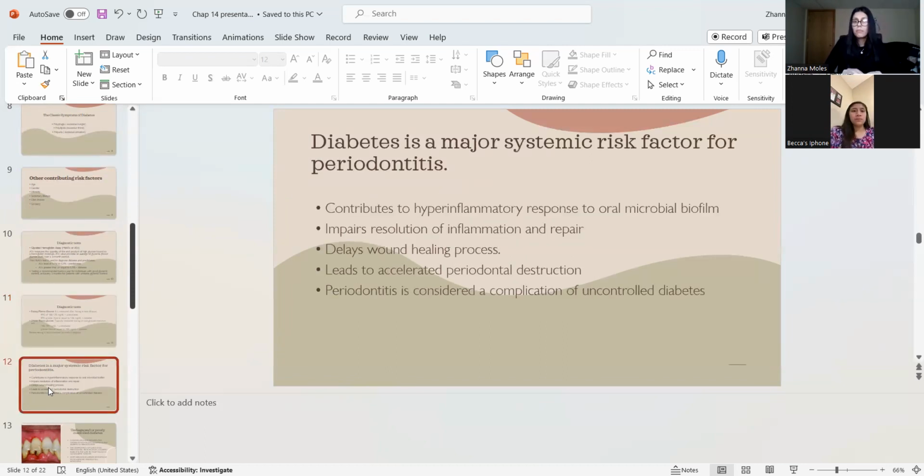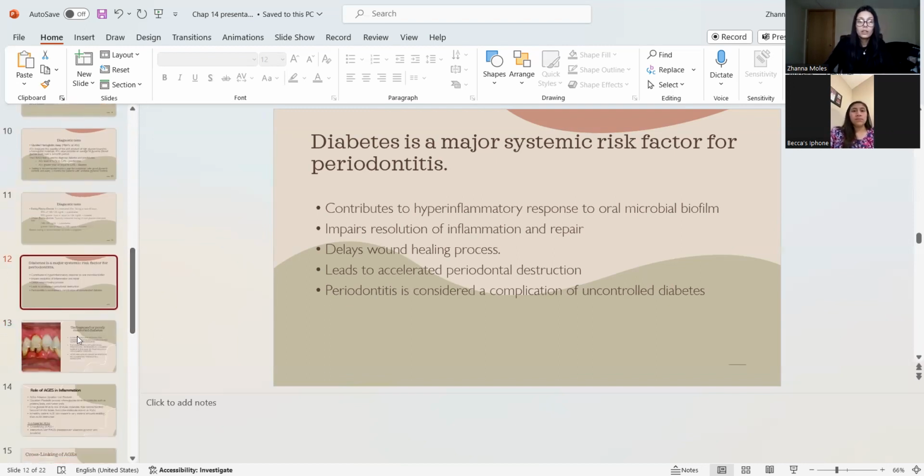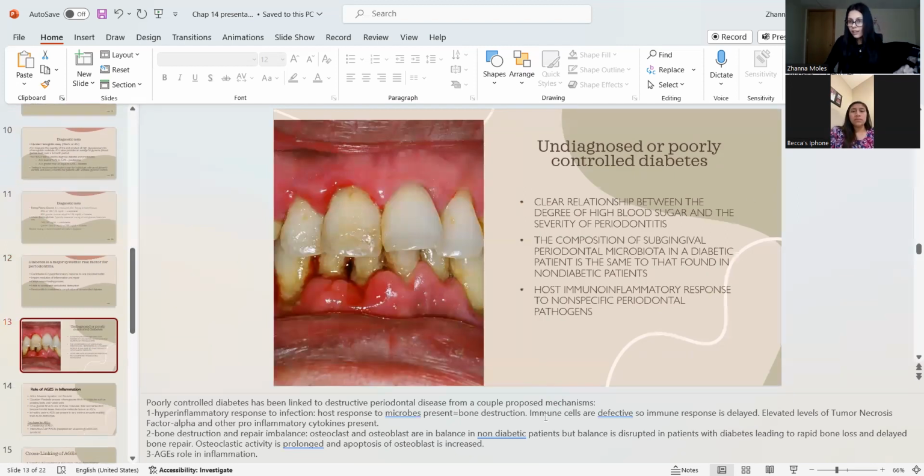So diabetes is a major systemic risk factor for periodontitis because it contributes to a hyperinflammatory response to oral microbial biofilm. It impairs resolution of inflammation and repair. It delays the wound healing process. It leads to accelerated periodontal destruction. And periodontitis is considered a complication of uncontrolled diabetes. Then Becca will talk a little bit more about other information about diabetes.